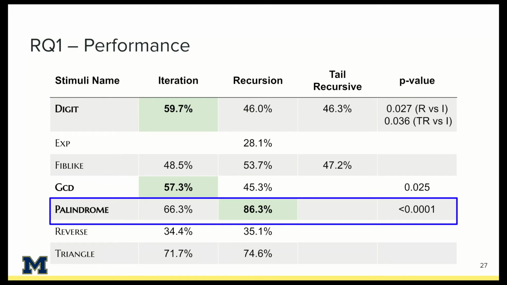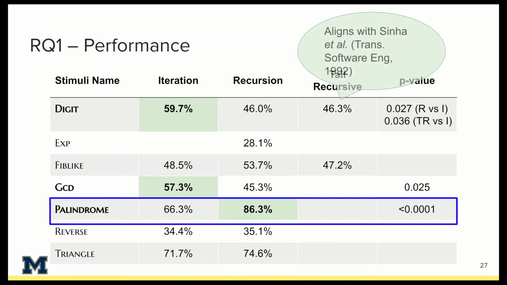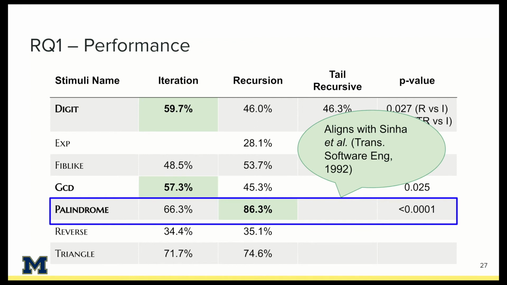As for the case when the recursive framing had the highest performance, palindrome is one of 2 stimuli that involved arrays, and palindrome was also the only stimuli with a symmetric array. Our finding that students perform significantly better on palindrome supports previous work proposing that recursion might be more natural for students completing list manipulation tasks.